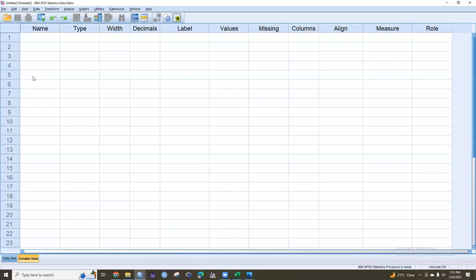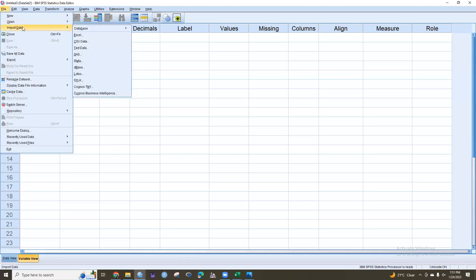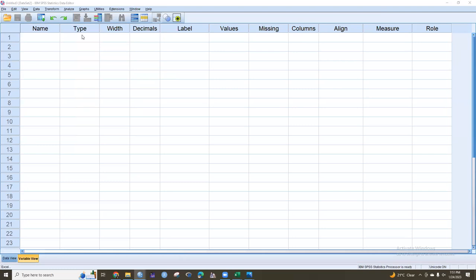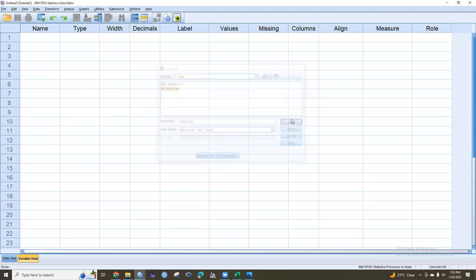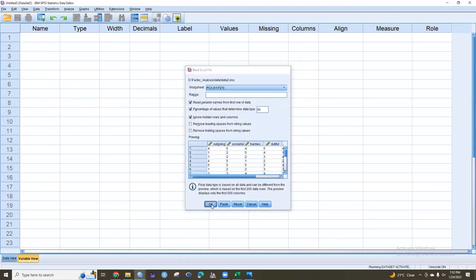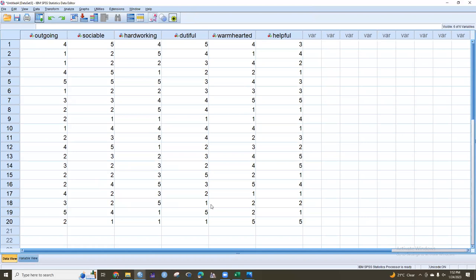Again, I will go to File, import data set from Excel. And this is data 2. I will open it.